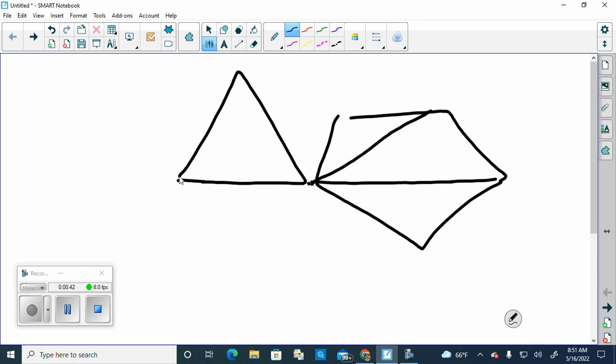So I could figure out what the sum of the inside of that shape is by doing what? Adding all the triangles up, waiting for the 180s. Okay, so we could do it that way, or there was a formula. Do you remember the formula? Isn't it sides minus 2 times 180? Yeah.